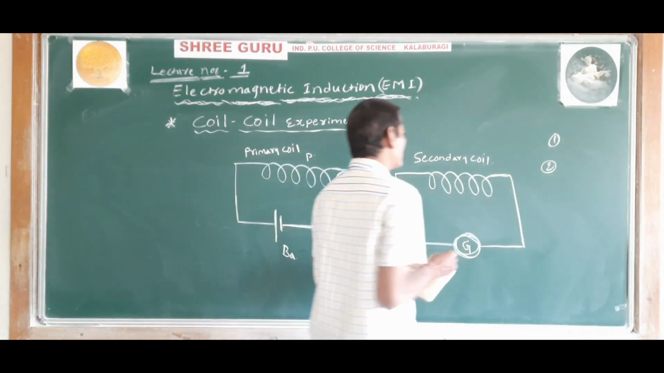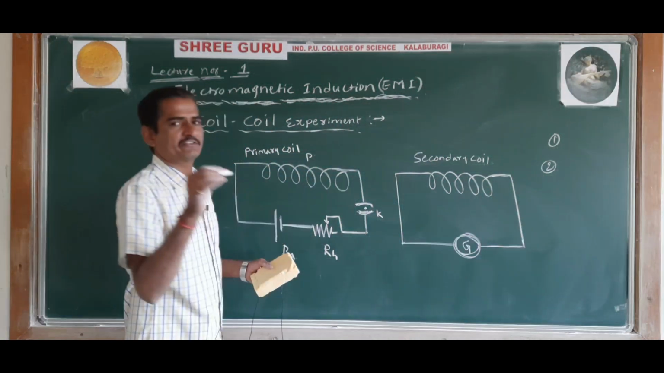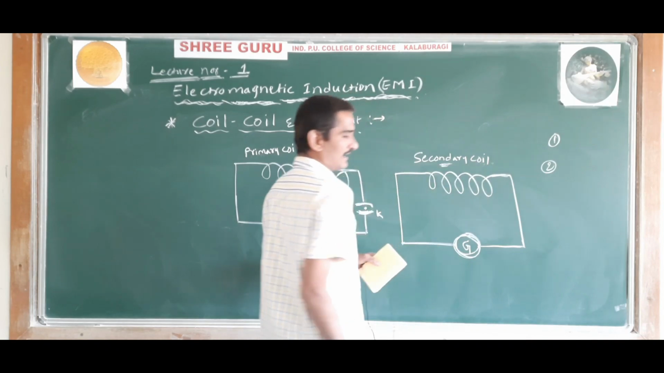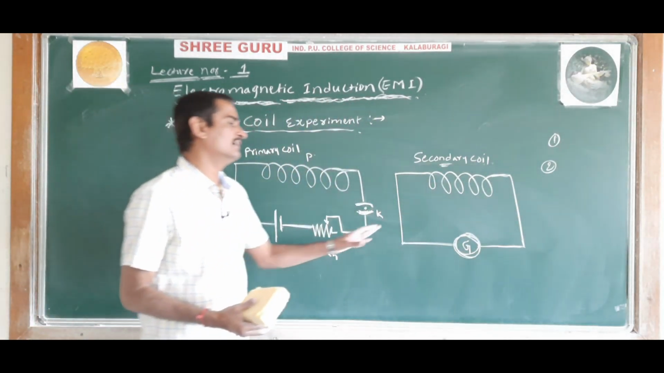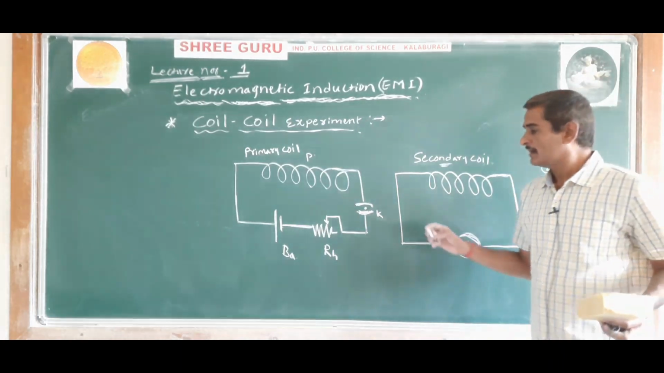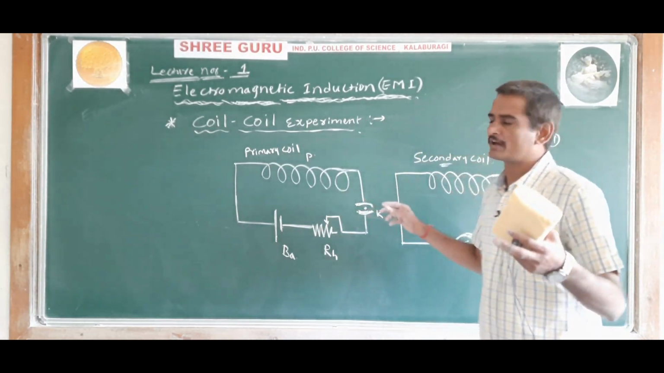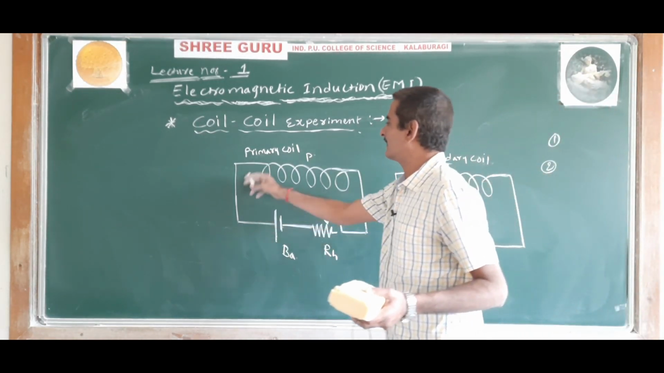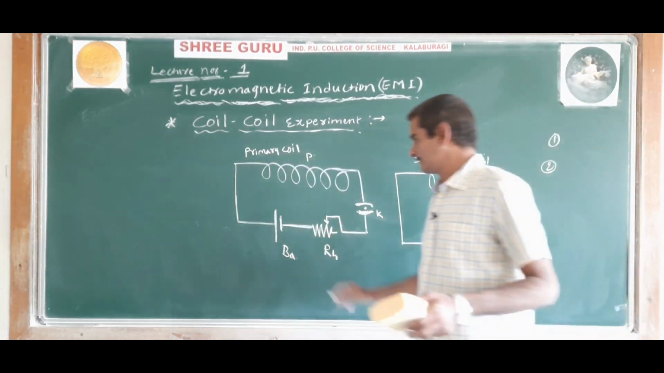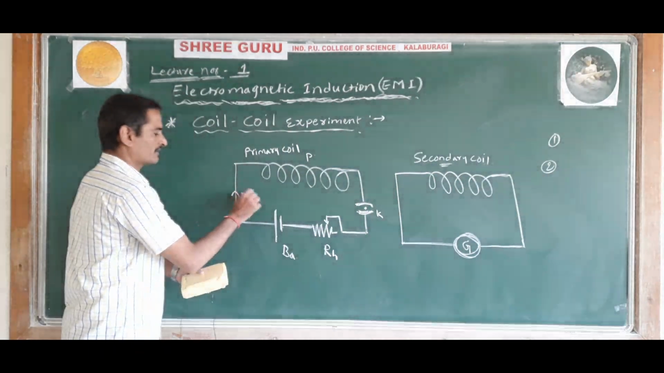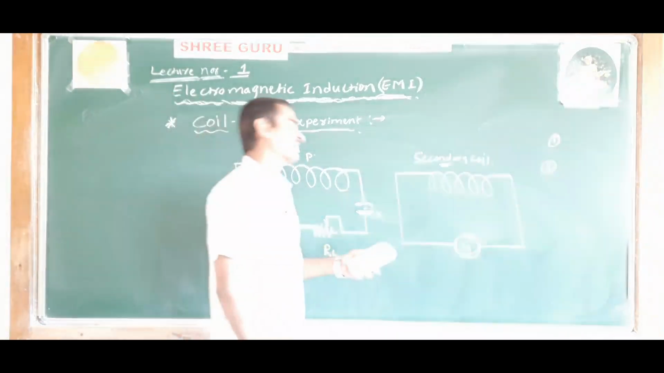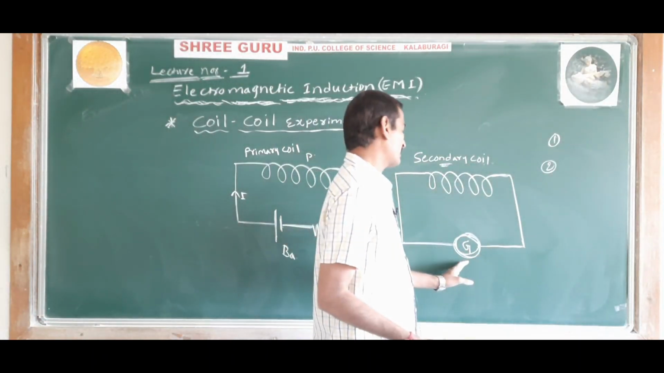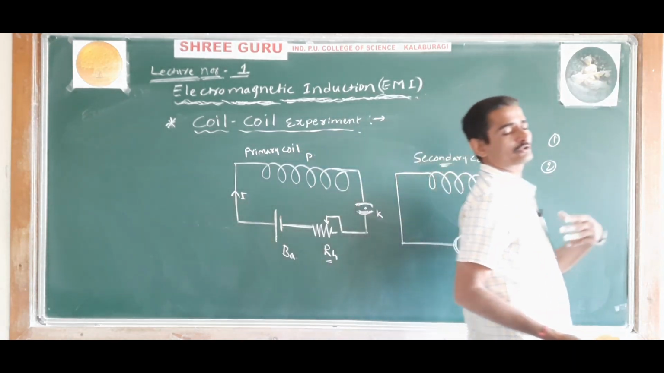See here. First point, when the plug key in the primary coil is switched on or off, then the galvanometer in the secondary coil will show the deflection. Understood? Second point, when the current in the primary coil is increased or decreased, there is a battery, so there will be a current. When the current in the primary coil is increased or decreased by using a rheostat, then the galvanometer present in the secondary coil will also show the deflection.